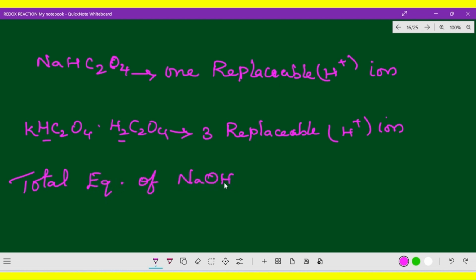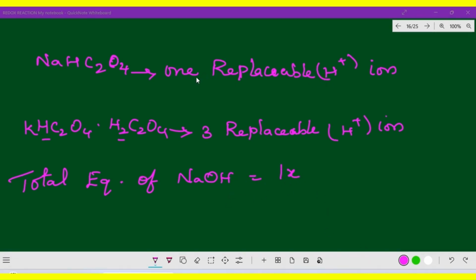First one we found equivalent of N KMnO4. Now we are going to identify the equivalent of NaOH. So first one it is 1x. Here 1x is nothing. It is 1 H plus ion. That is number of electrons replacing. Plus here how many? 3y, because we are seeing the ratio, no?